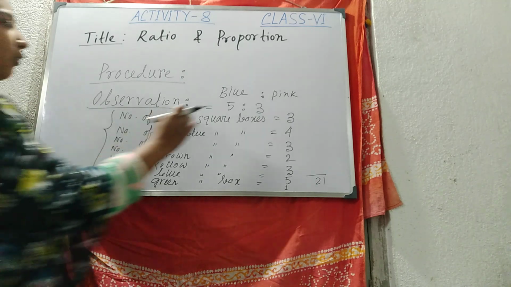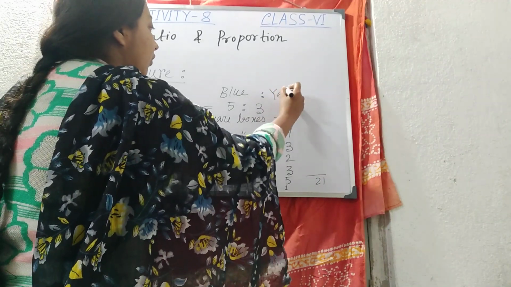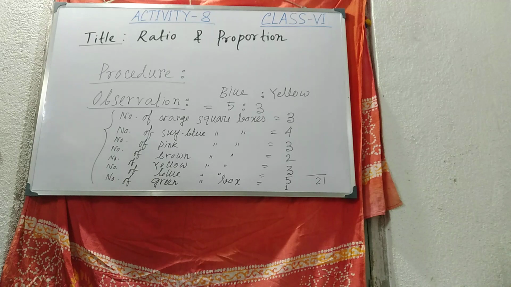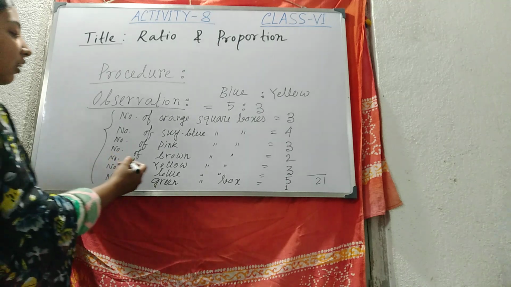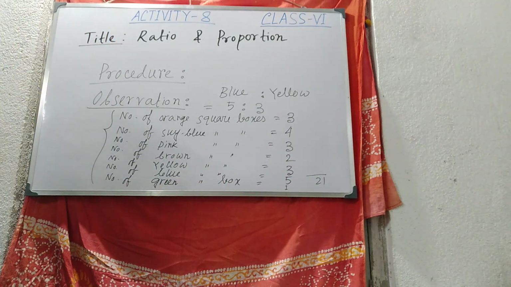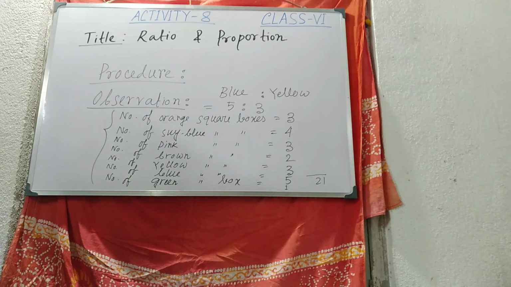Now if I replace pink with yellow, will there be any changes? Will there be any changes if I replace pink with yellow? See, the number of yellow square boxes is also 3. So the same result we can get for yellow also, means blue is to yellow. So in this way, whatever possibilities we are getting, we have to write in the observation part.